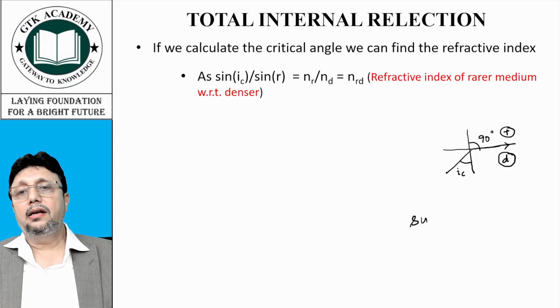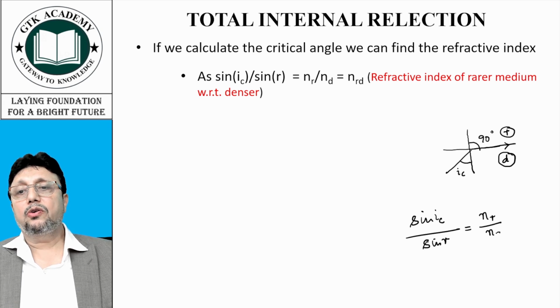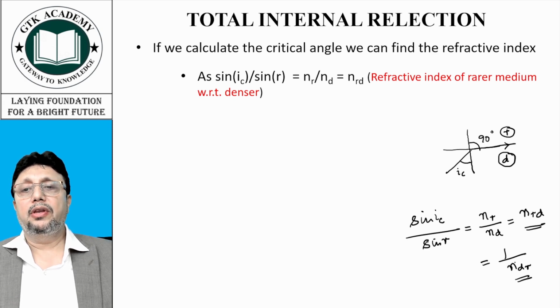So sin IC upon sin R is equal to refractive index of rarer medium upon refractive index of denser medium. This is called NRD, also written as refractive index of rarer medium with respect to denser medium, or it is also written as 1 upon NDR, refractive index of denser medium with respect to rarer medium, right?